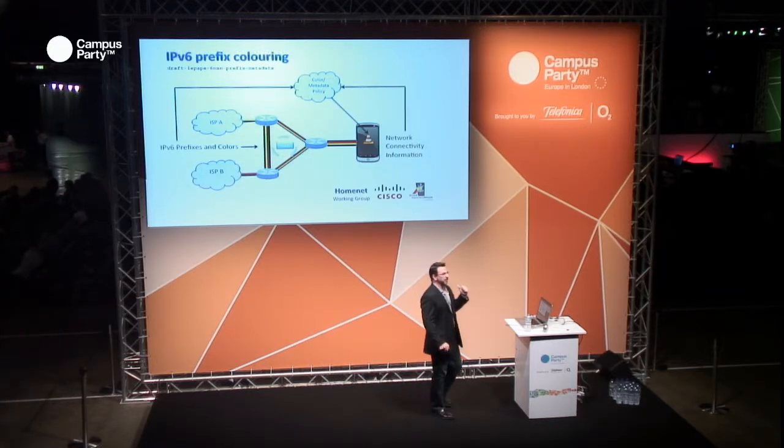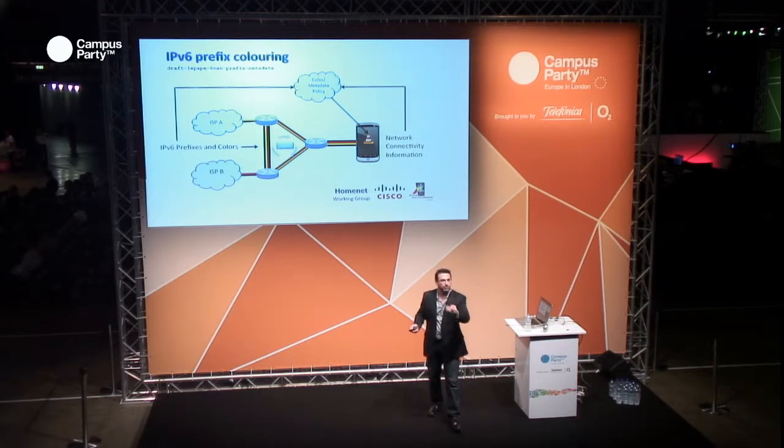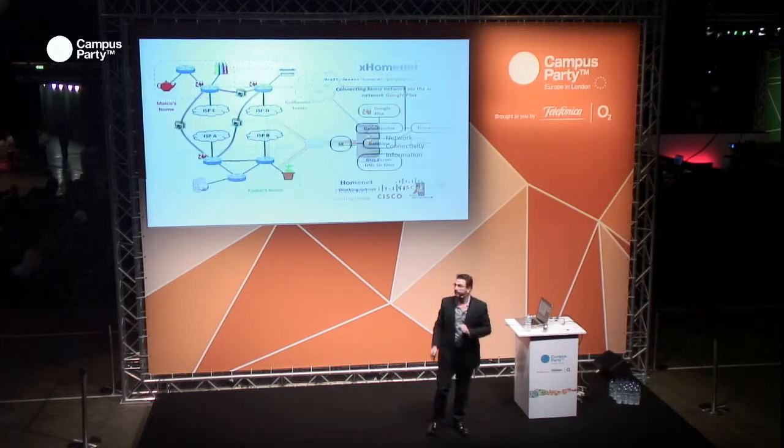We did something called prefix coloring. This is with some of my students and some service providers, where we can actually put a color on a prefix so that when your host has more than one prefix, if it knows what that color means, it can select it for a particular application so that it's routed in a certain way.